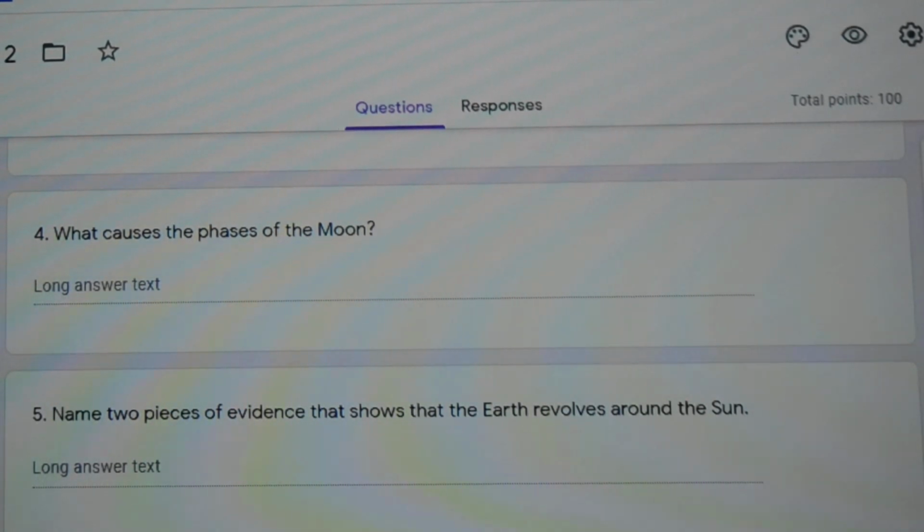Number 4, what causes the phases of the moon? Why do we have a full moon, a new moon, a waning gibbous, a waxing gibbous, a first quarter, a last quarter? What causes those phases to occur?